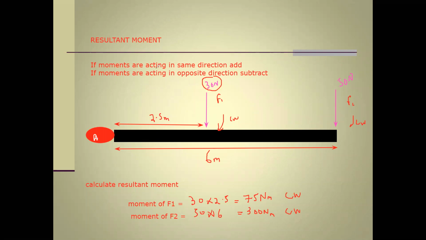I told you if moments are acting in the same direction, to get the resultant we will add. So both moments are in the same direction, we will add them. So 300 plus 75. So the resultant moment is equal to 375 Newton meters. Is it clear how to calculate the resultant moment?